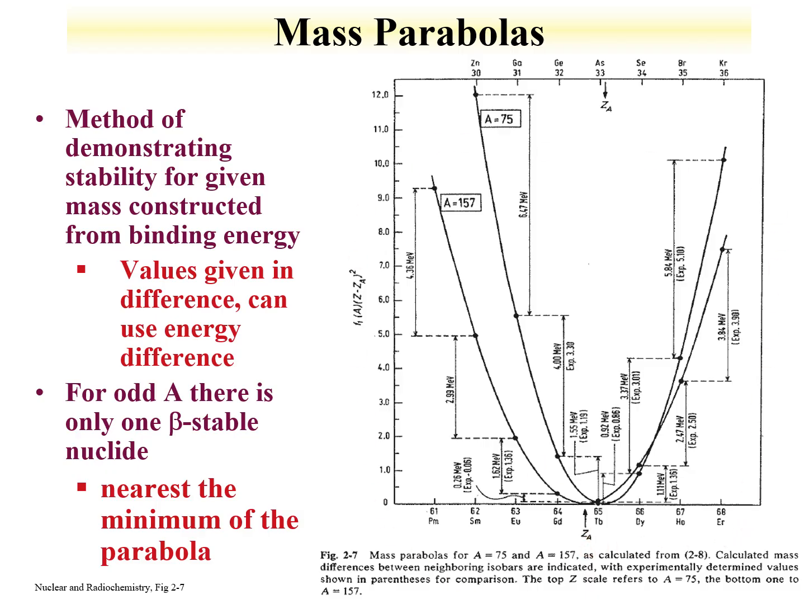Those are at the bottom of the mass parabola. And for odd A isotopes, there's only one beta stable, and for even A isotopes, sometimes there'll be multiple beta stable isotopes.